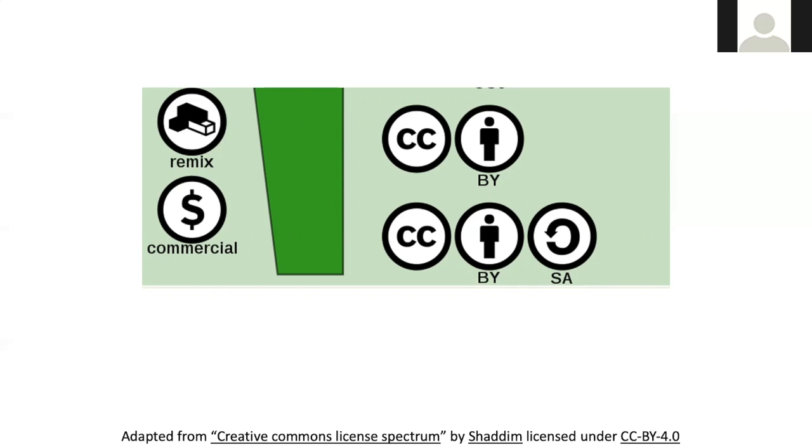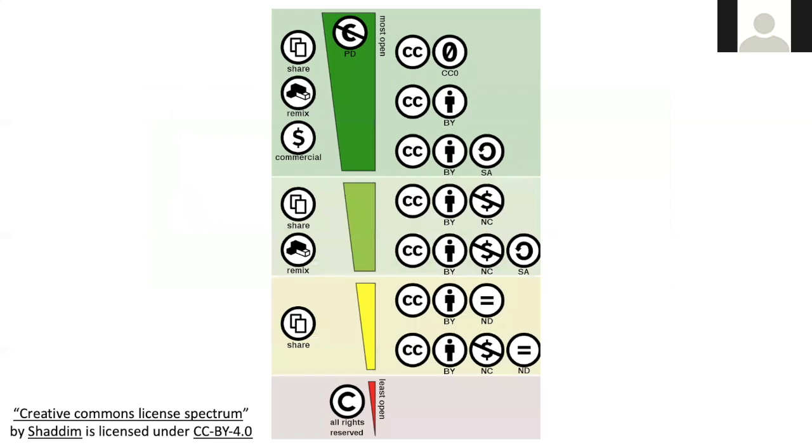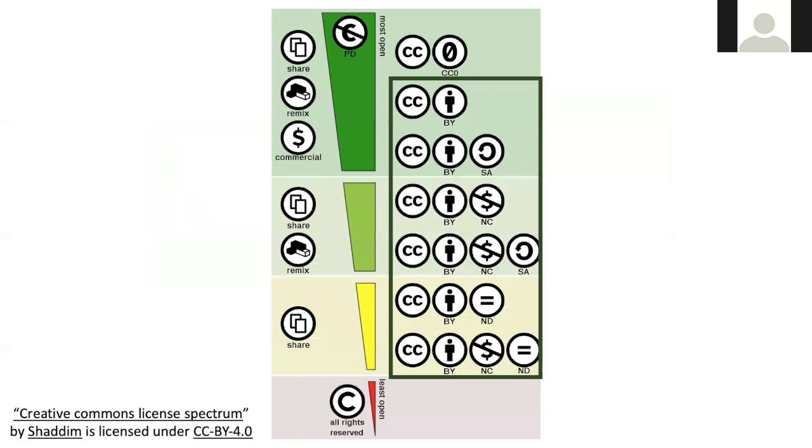Finally, the attribution license, or the BY license, allows modification and commercial use of the work, but the creator must still be attributed. In summary, there are 6 Creative Commons licenses. 2 of these licenses don't allow derivatives, ND. 3 of these don't allow commercial reuse, NC. And 2 have the share alike element, which requires derivative works to be licensed under the same or compatible license. The least restrictive license only requires attribution of the creator.